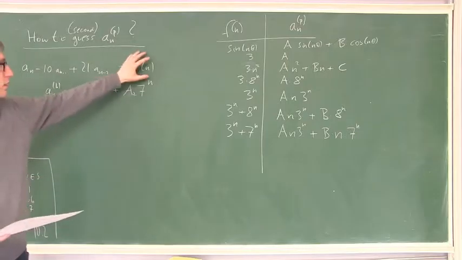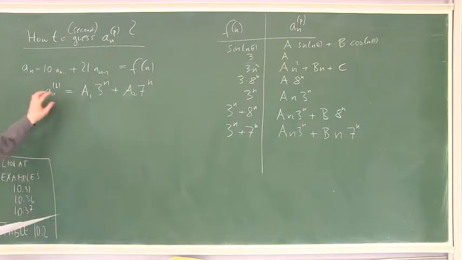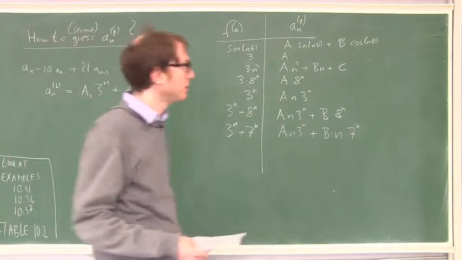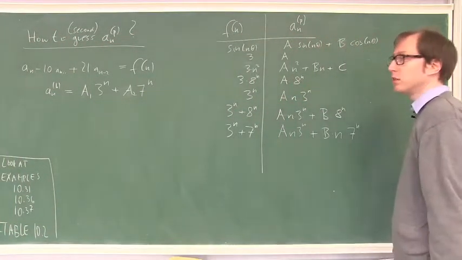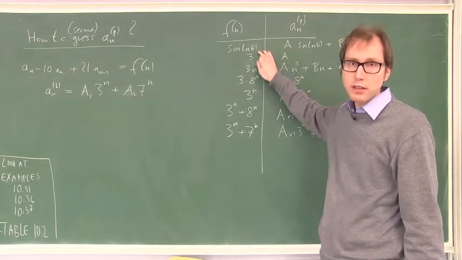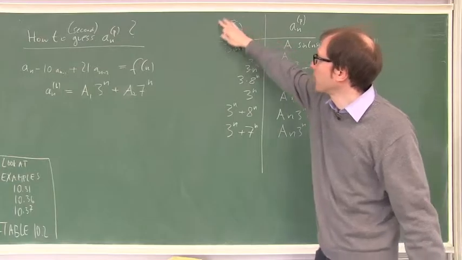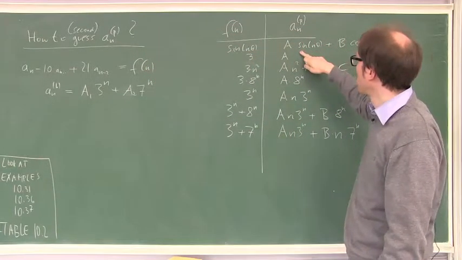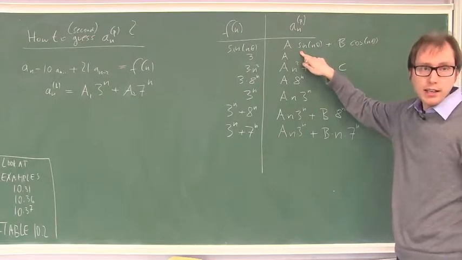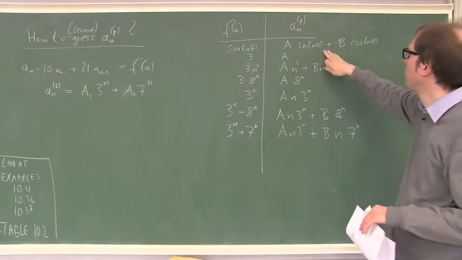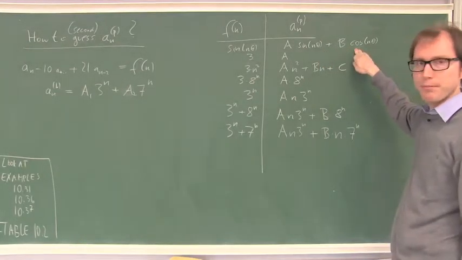So the first guess only looks at the right side, and the second guess also takes into account what you had here. So here's now this big table. Let's go through it, and you will get an idea about how to do this. The first one is a very special case: if you have a sine function on the right side. This is f of n, the right side. Then a guess for the particular solution will be a linear combination of sine function and cosine function. So a sine n theta plus b cosine n theta.